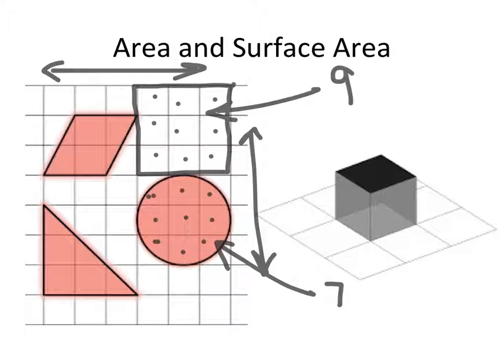If I look at this triangle, how would I find the area of that? Well, again, what's the formula for finding the area of a triangle? It's half of the area of a rectangle. Why is that? Because it takes up half the space. There's my triangle, and there's that other relative space.